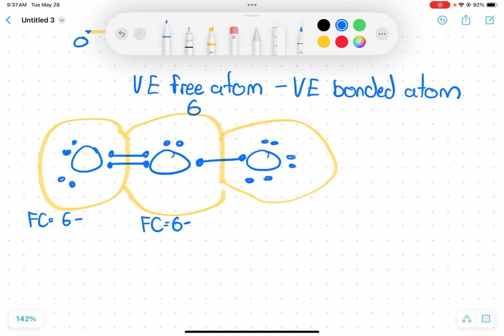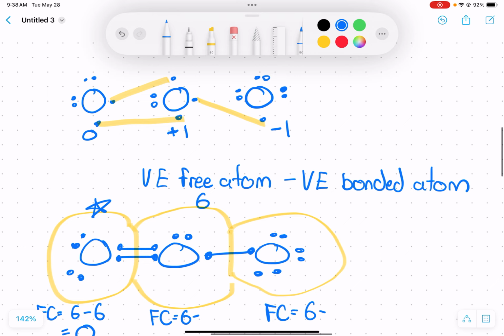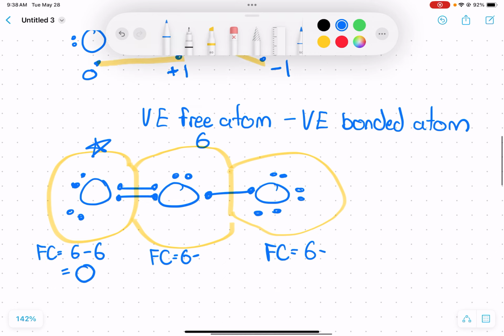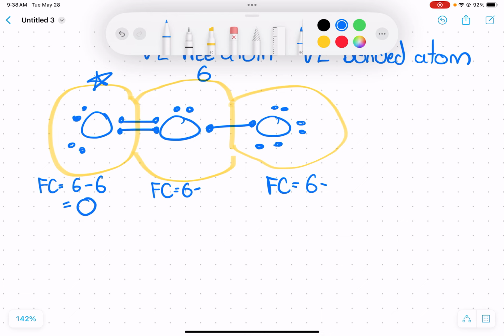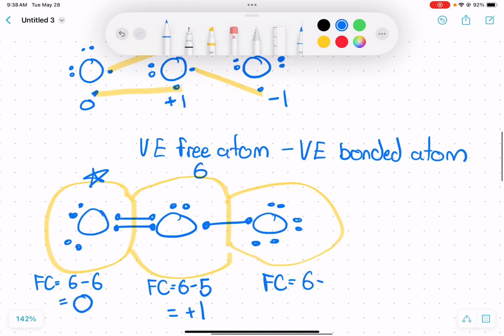So I'm just going to write 6 minus, and we'll go through and look at them, okay? So this one here has 1, 2, 3, 4, 5, 6, okay? So the formal charge is 0. Same thing we set up there. When we drew the structure, we didn't move any of that atom's electrons. For the middle one, it only has 1, 2, 3, 4, 5. Okay, so 6 minus 5 is positive 1. Same thing we had up here.